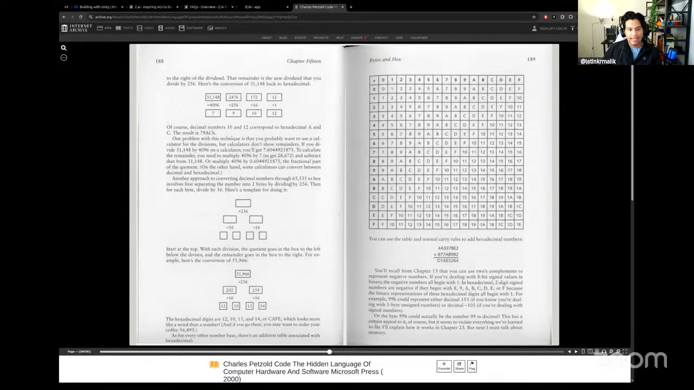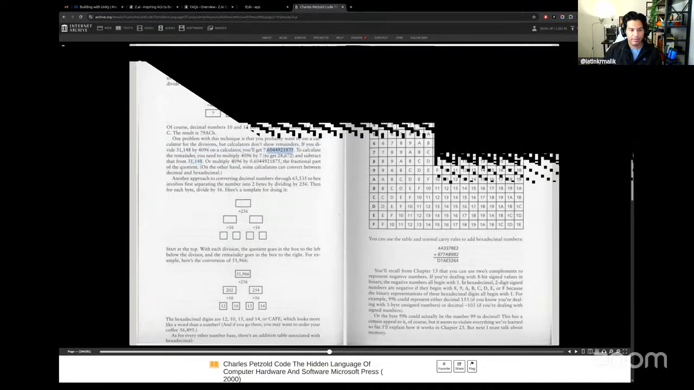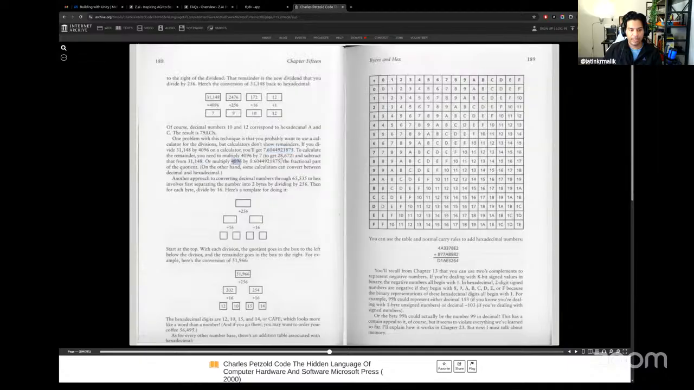So one problem with this technique is that you probably want to use a calculator for divisions, but calculators don't show remainders. If you divide 31,148 by 4096, you will basically get 7.6044, this long number. To calculate the remainder, you need to multiply 4096 by 7 to get this number, and then subtract that from 31,148. We have all done that probably in calculators. Or you can take the decimal part and multiply 4096 by 0.6044, and then you will get back the fractional part of the quotient.